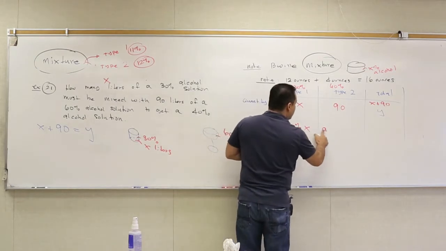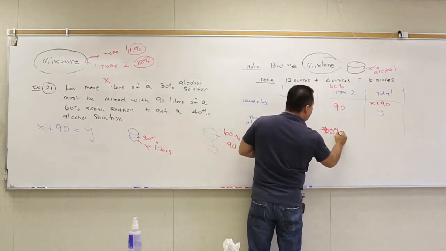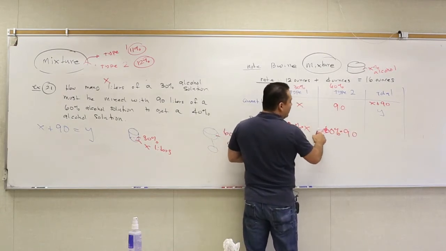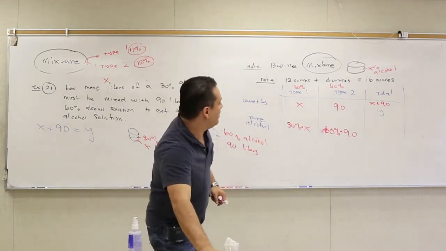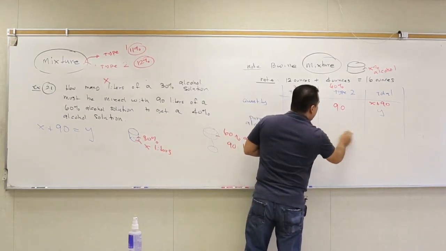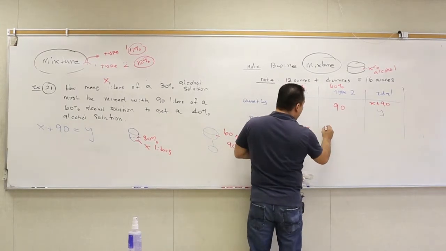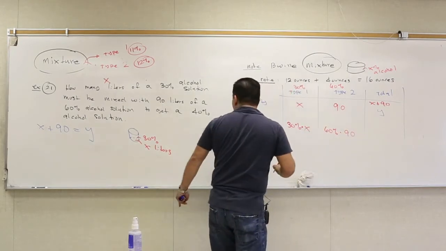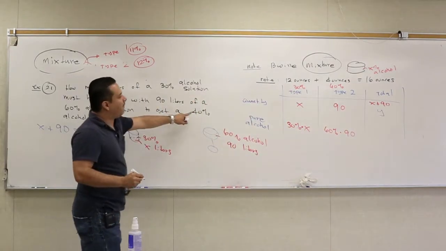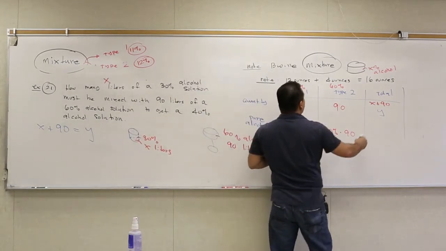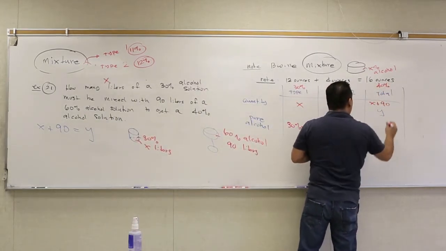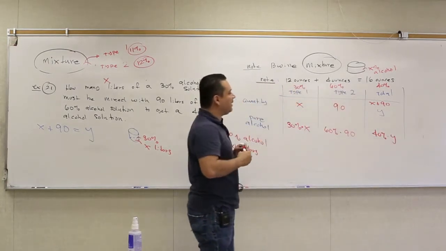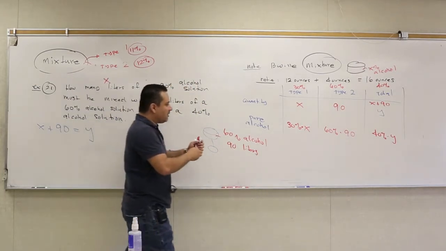60% of how many liters? 60% of 90 liters, that's times. 60% of 90 liters is going to be pure alcohol. Okay, so the second type that they told us how many liters, 60% of 90. And they want, in the end, what? A 40% alcohol solution. So they want this to be 40%. Well, that's going to be 40% of what? Of Y. Exactly.